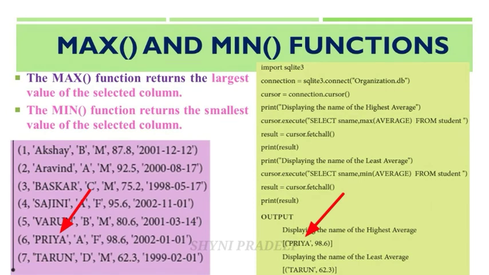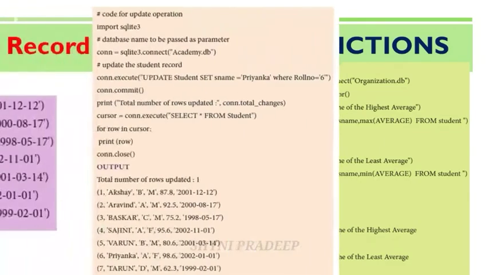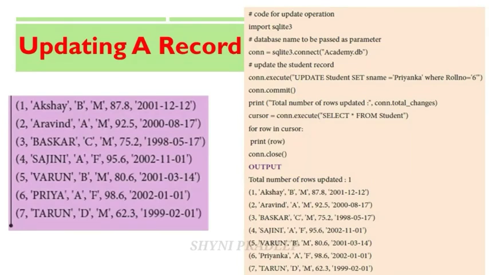Okay. And select name, min average from the student. Who has the minimum average mark from the student table? Varun. It will be printed like this. This is the output.